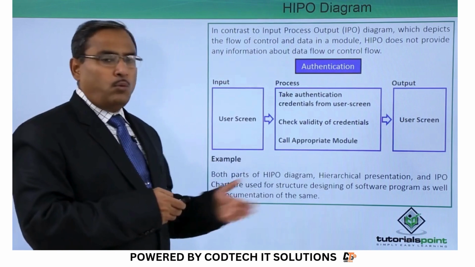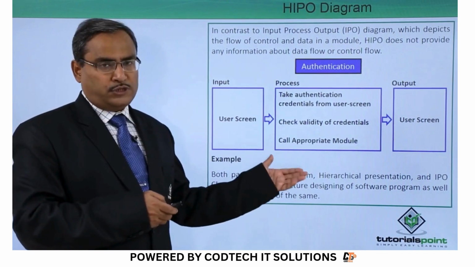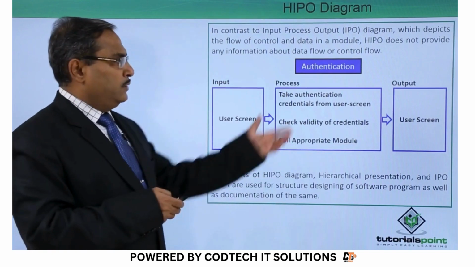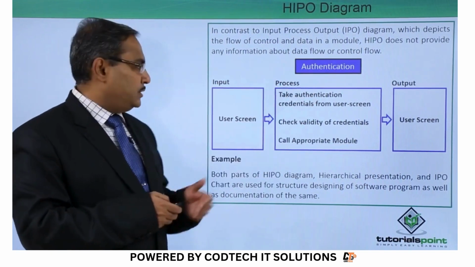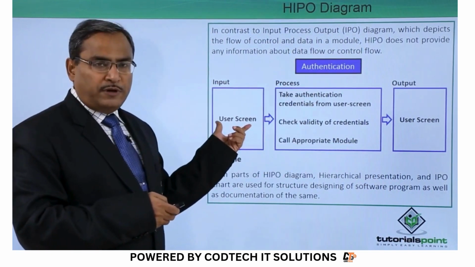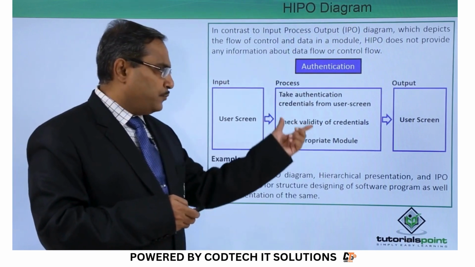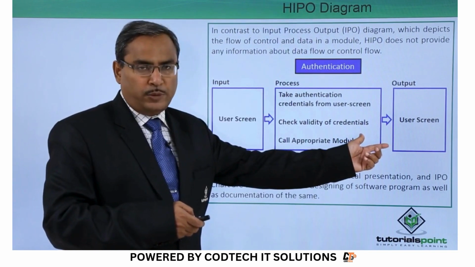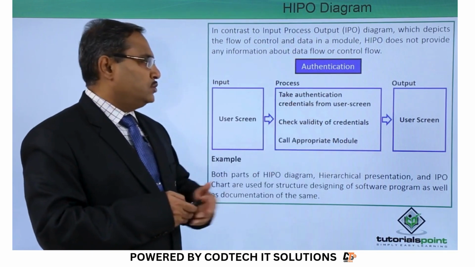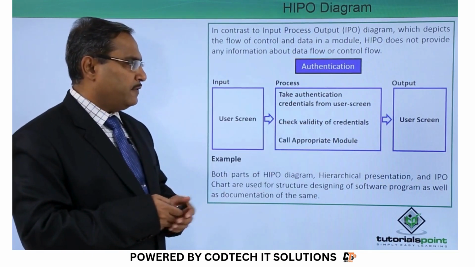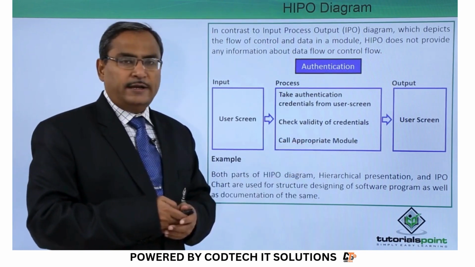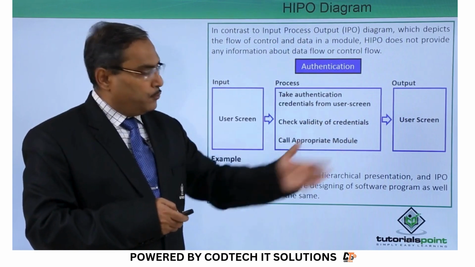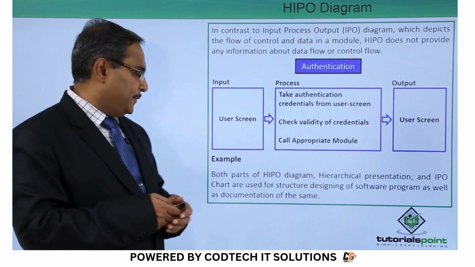So here we are having one input process output diagram. So here we are just denoting the authentication. Input will be obtained from the user screen, and these are the processes going to be carried out, and this is the output which will be obtained onto the user screen. So take authentication credentials from the user screen, check the validity of credentials, and call the appropriate module, and output will be obtained on the user screen.